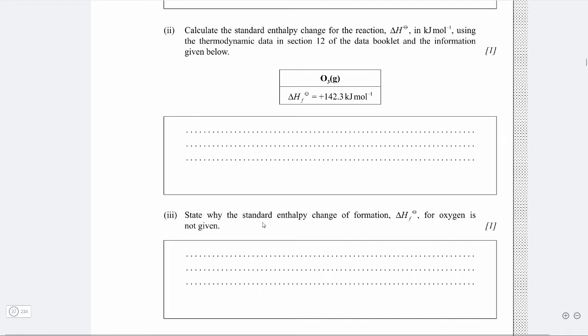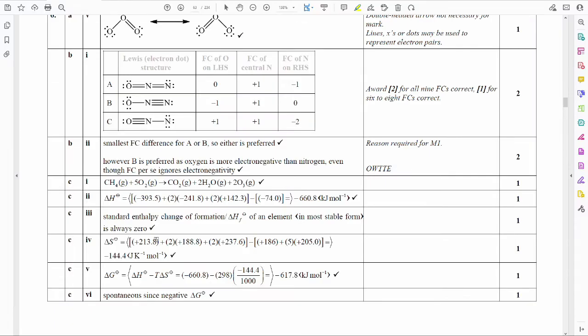And then state why the standard enthalpy change of formation for oxygen is not given. Well, it's because it's in its natural state, elemental state, I mean. So anything in its elemental state, for example O2 and H2 and most diatomic gases, have an enthalpy of formation of 0.